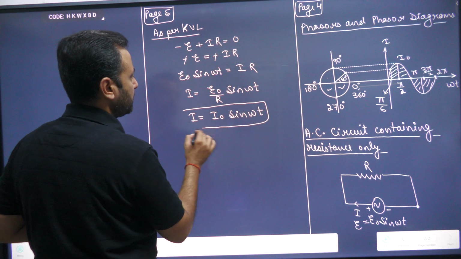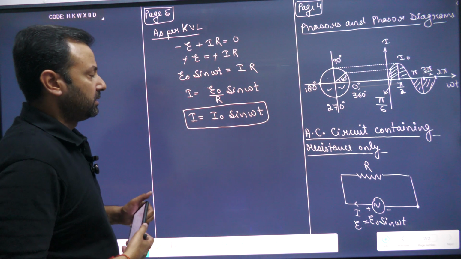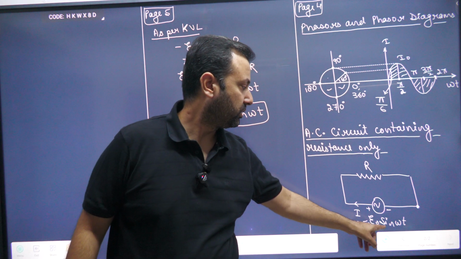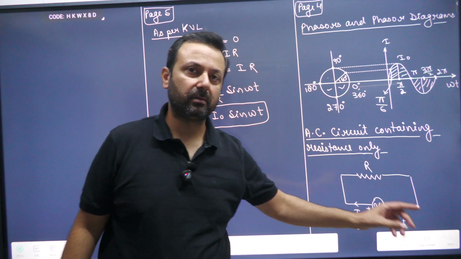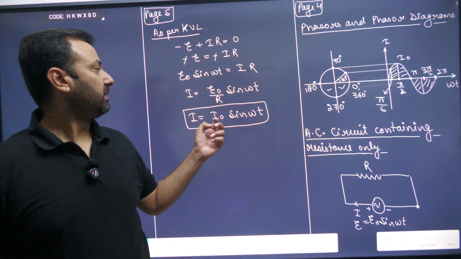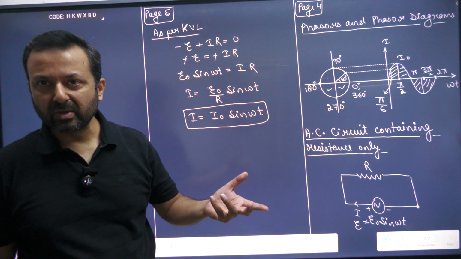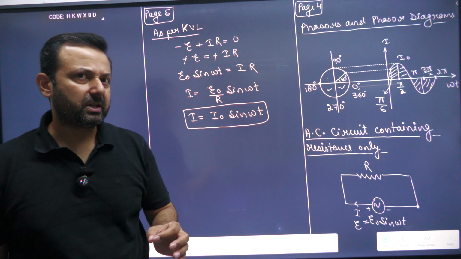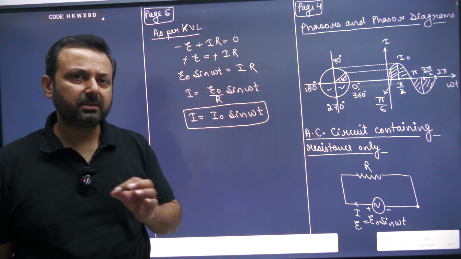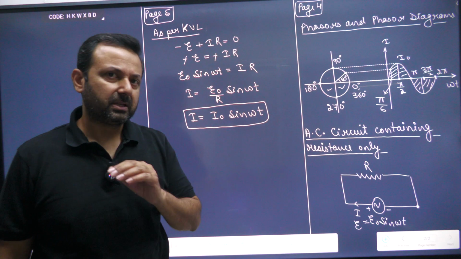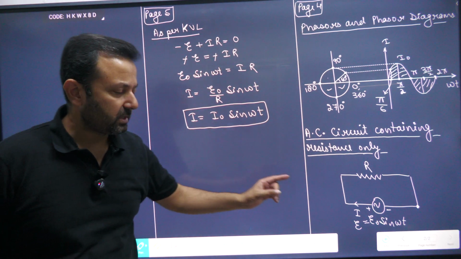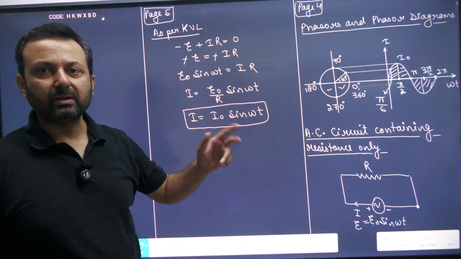And what it shows is that here E is equal to E naught sine omega t. So sine is having what angle? Omega t. And here sine is having what angle? Again omega t. It means that EMF and current both are in the same phase with each other. There is no angular difference between them. So EMF and current both are in phase with each other.